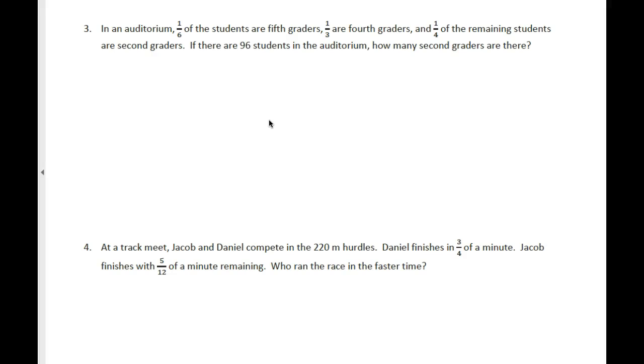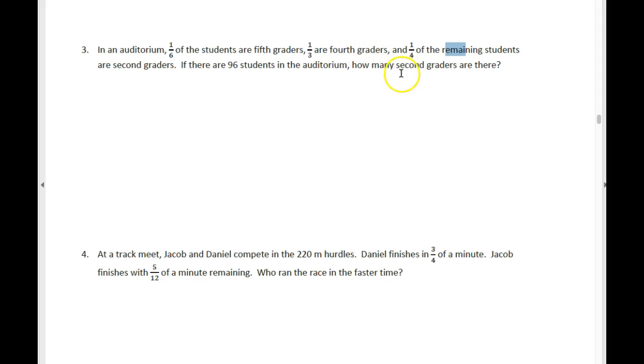So on this one, what we have is an auditorium. So we're at a school, and in the auditorium, we have 1/6 of the students are fifth graders, 1/3 of them are fourth graders, and 1/4 of the remaining students happen to be second graders. And so then we have to figure out, if there are 96 students total in there, how many of those kids are second graders? So let's draw the auditorium.